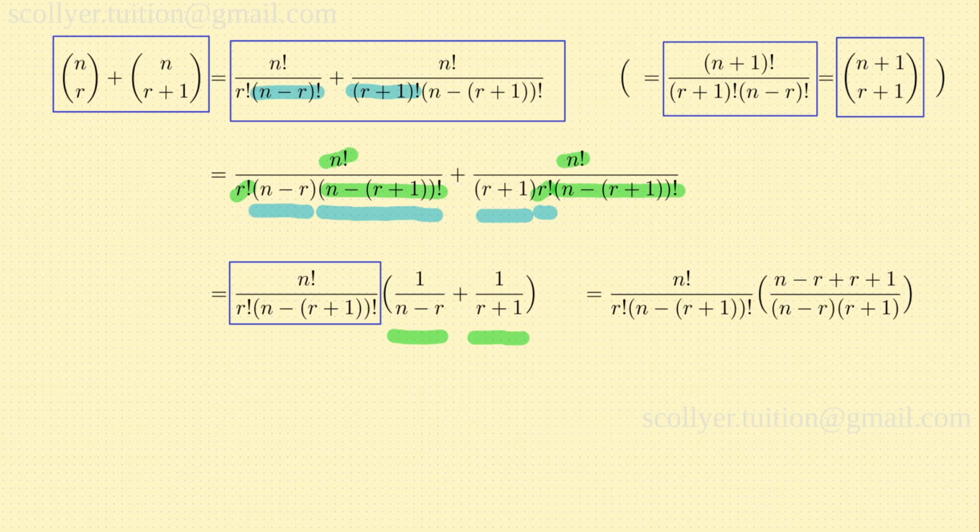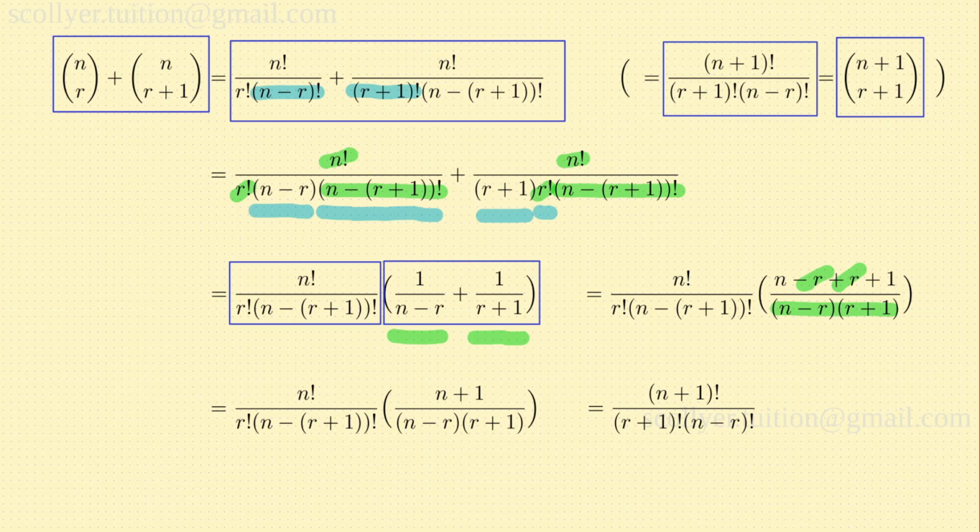And we can combine these terms into a single fraction with a common denominator of n minus r times r plus 1 and a numerator of n minus r plus 1, where we can see that the minus r and plus r cancel. And so inside the brackets, we are left with the fraction n plus 1 over n minus r times r plus 1.